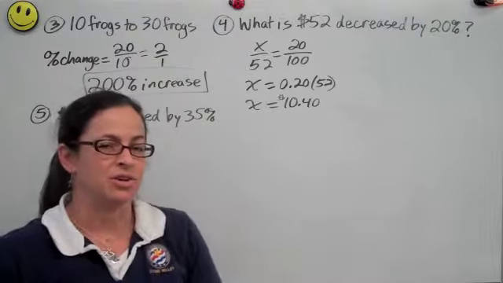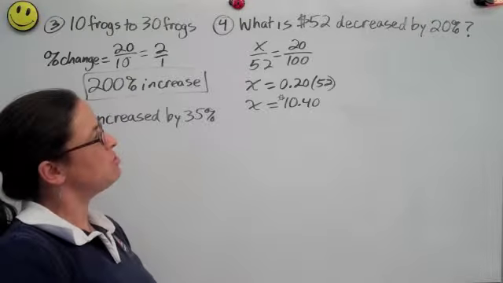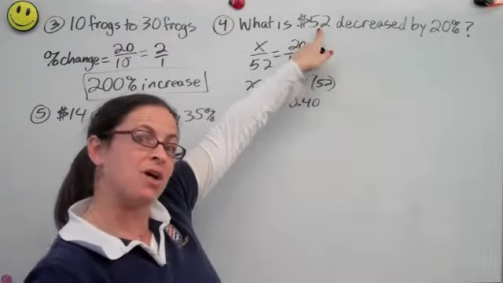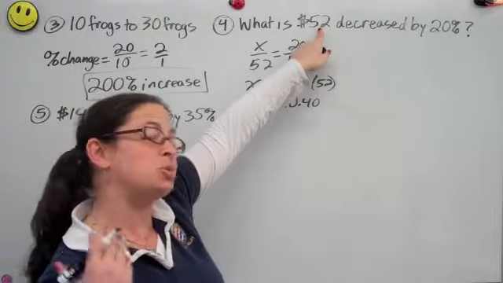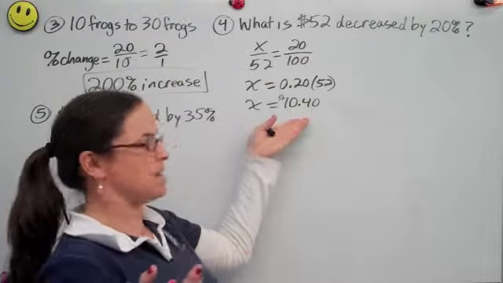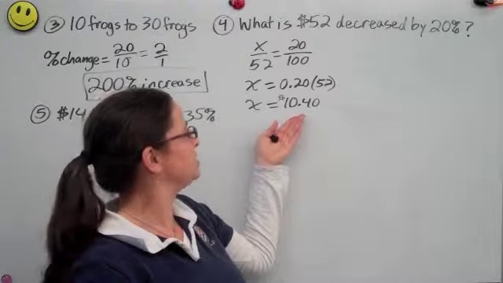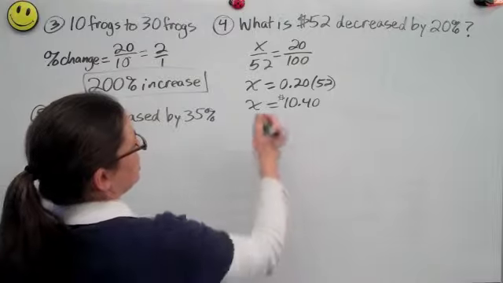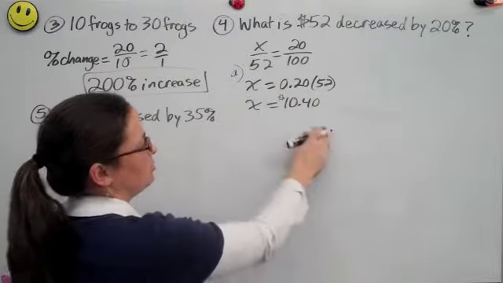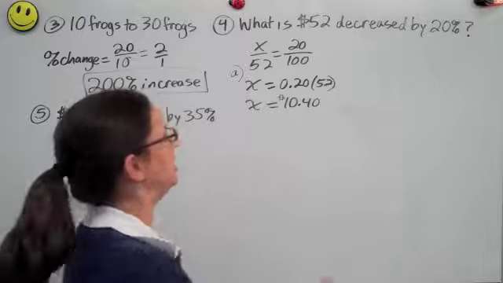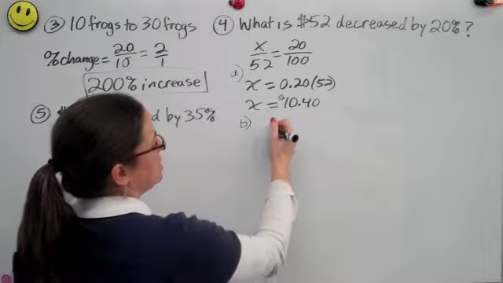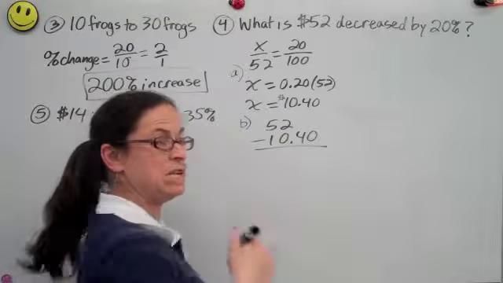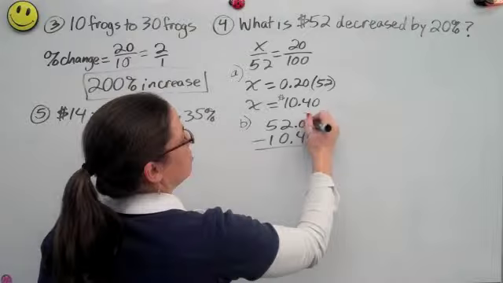Some of us also like to figure this out a different way. If you figure out 10% of $52, you can just basically move the decimal over one and get 5.2. And so if you want 20%, you double it, so it becomes 10 and 40 hundredths. So this is just the amount decreased. Well, if I do it this way, I'm going to have to do two steps. Step A is going to find the 20%, which is 10.40, and step B is going to be taking my $52 and subtracting the 20% that we're decreasing by to find out my new price.